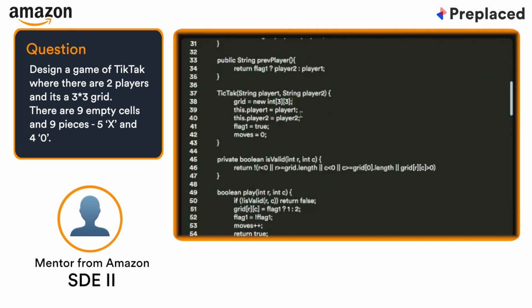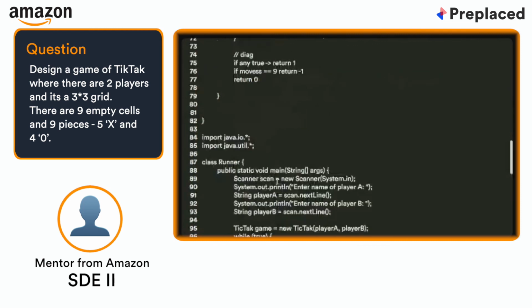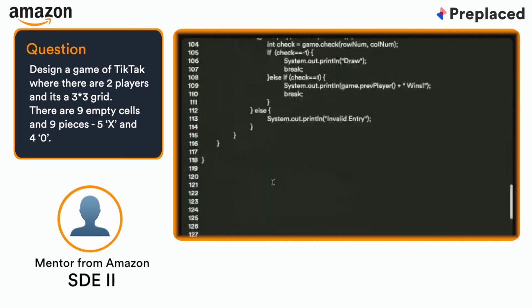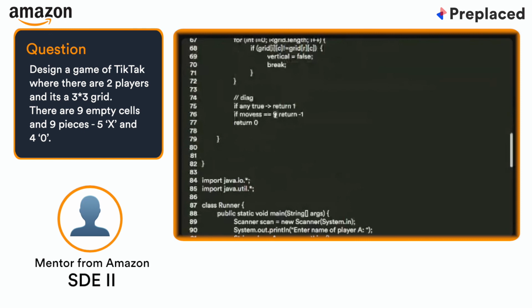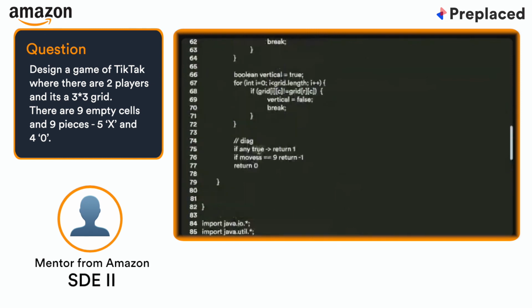And where are you using the moves part? Can you show me that as well? In the check, in the end, I just have to check if the moves are equal to, I mean, all the cells have been filled or not. That's why I'm using it. Initially, I'm checking if the player has won or not, and after that, I'm checking if my moves have been fulfilled or not.